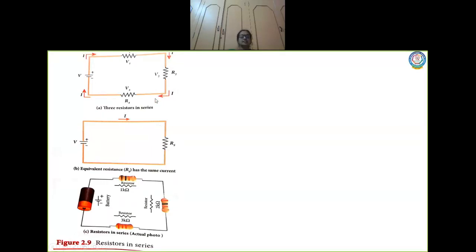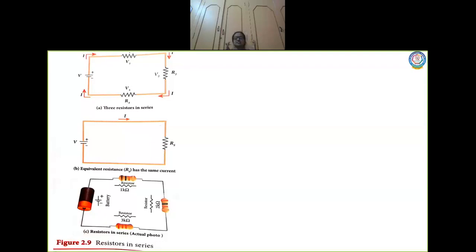All these three resistors are connected to a battery which has a potential V, and there is a current flow in the circuit from the positive terminal. See here, this is the direction of current. The arrows are drawn for the direction of current. Now when resistors are connected like this, end to end, this type of connection is what you call a series connection. Now what will be the effective resistance for this? These resistors may be like this, or sometimes it may be a bulb, or it may be a fluorescent lamp. All these are nothing but resistors.